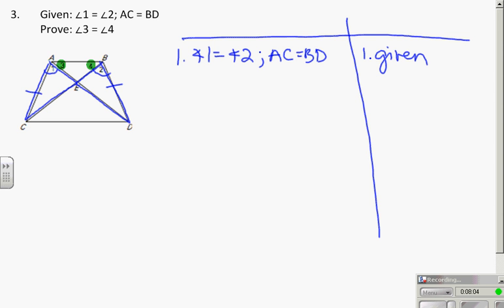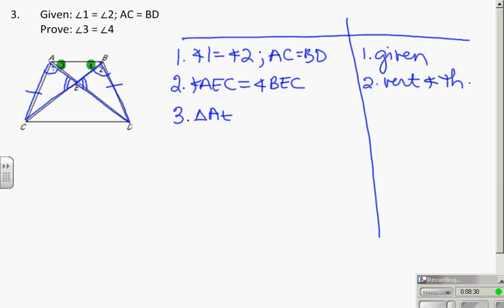Like I said, this is more of a challenge proof that's showing you how you can move beyond just the CPCTC. Butterfly proof, we always have vertical angles. So angle AEC is equal to angle BEC. This is a fold in half proof. Now, I have enough information to prove my blue triangle is congruent. So triangle AEC is congruent to triangle BEC by my picture, angle, angle, side.